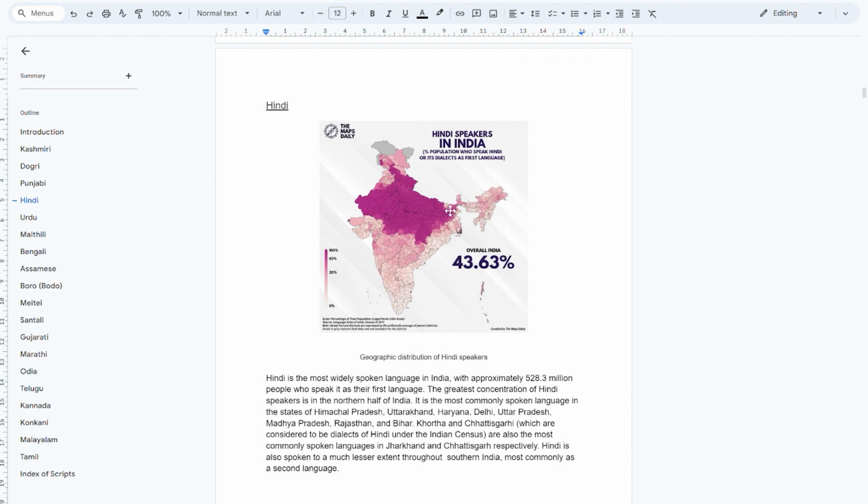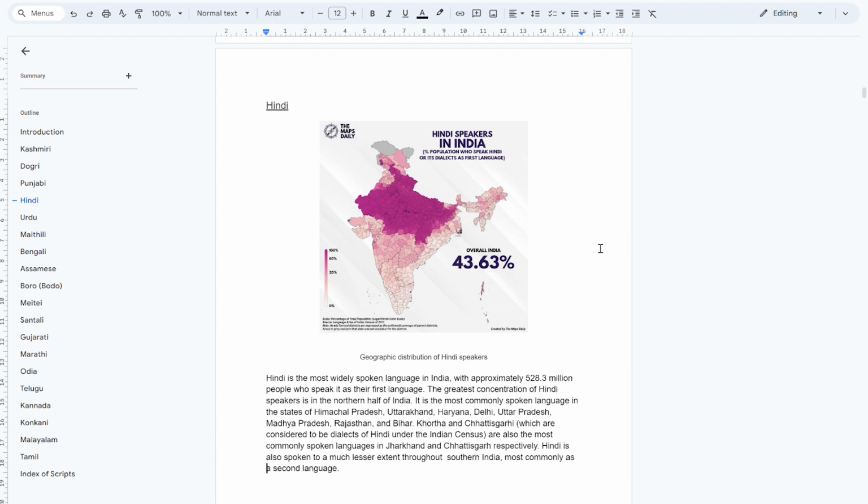By far the greatest concentration of Hindi speakers, as you can see on the map, is in the northern half of India. It's the most commonly spoken language in the states of Himachal Pradesh, Uttarakhand, Haryana, Delhi, Uttar Pradesh, Madhya Pradesh, Rajasthan, and Bihar. Khortha and Chhattisgarhi, which are considered to be dialects of Hindi under the Indian census and use the same Devanagari script, are also the most commonly spoken languages in Jharkhand and Chhattisgarh.